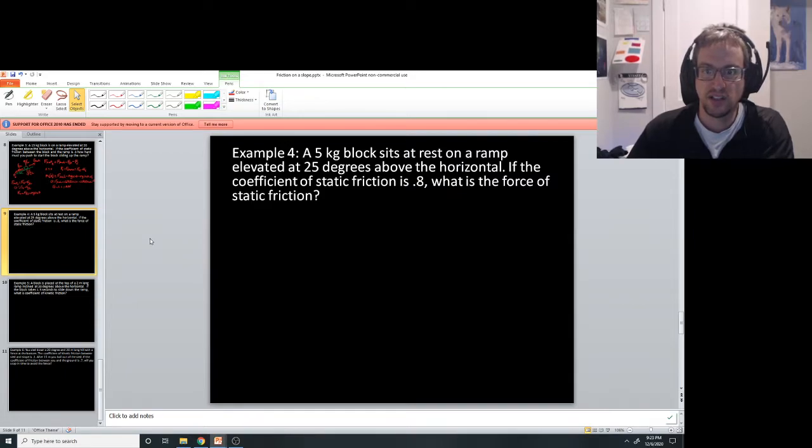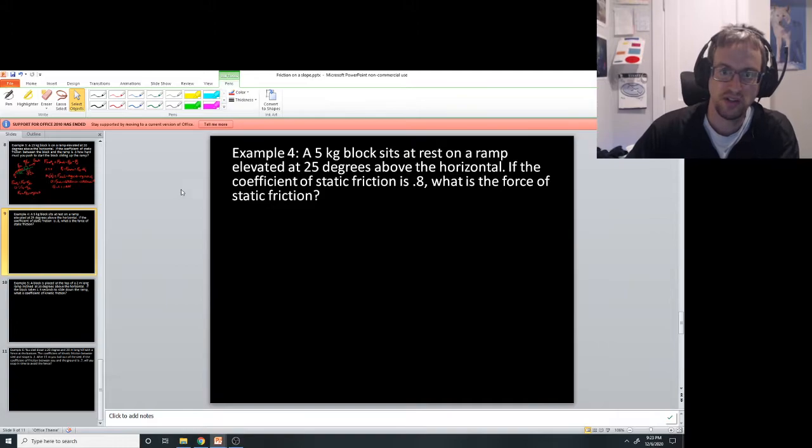A 5 kilogram block sits at rest on a ramp, elevated at 25 degrees above the horizontal. All right, so we can draw again. 25 degrees. We've got our block. It sits at rest. All right, so the forces we know are always going to be on there: our normal force, FG perpendicular, FG parallel. And it sits at rest, so that means there's got to be a static friction force that's opposite, and the only force that's trying to make it slide is FG parallel. So we get force of static friction.